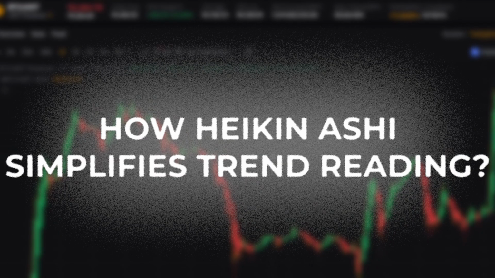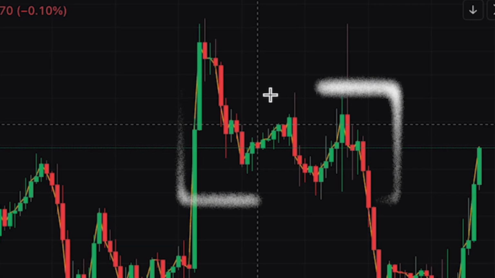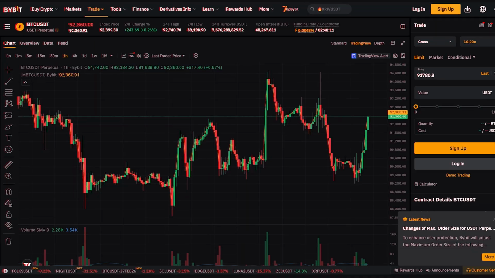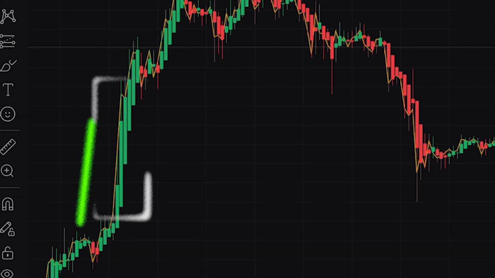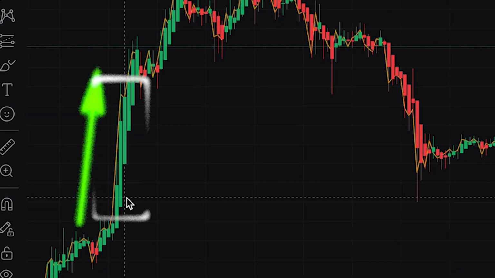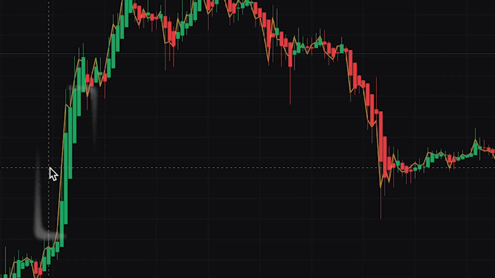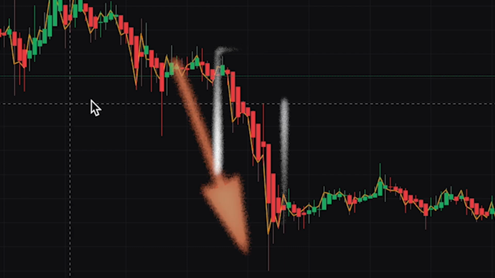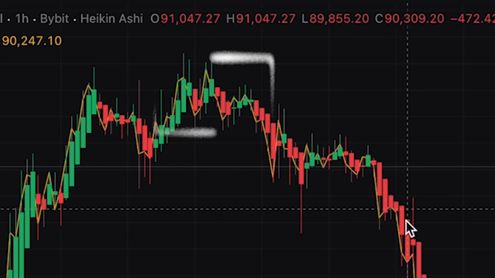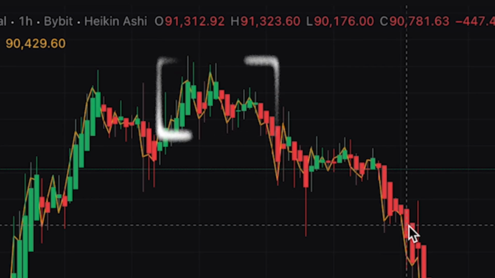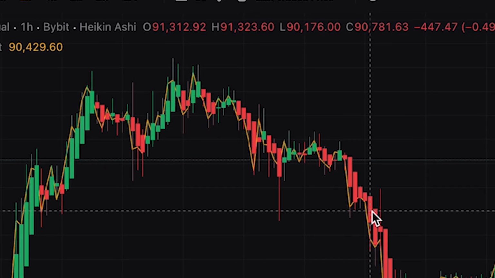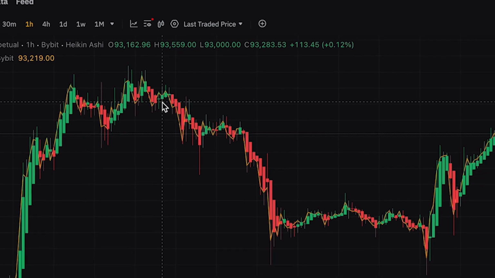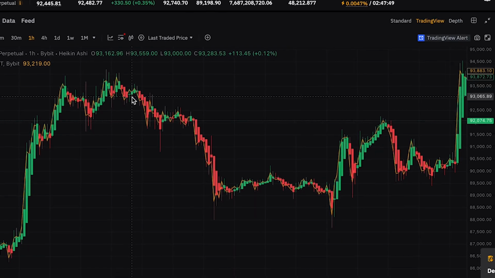How does Heiken Ashi simplify trend reading? Regular candles in a trend can often be confusing. Green candles alternate with red ones. But Heiken Ashi removes this noise. A green candle with a large body and no lower wick means a strong uptrend. A red candle with a large body and no upper wick means strong downward movement. A candle with a small body and two wicks means slowdown. This can be a signal of a possible reversal. The key is not to look at a single candle, but at a sequence. But trends are not eternal, they weaken, and Heiken Ashi helps catch the reversal moment.